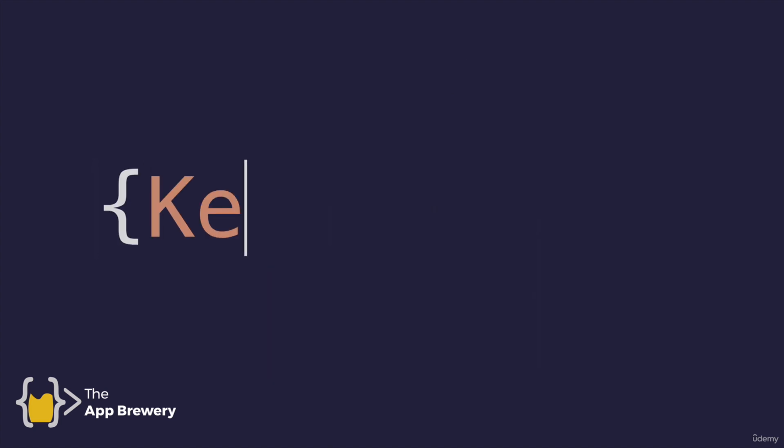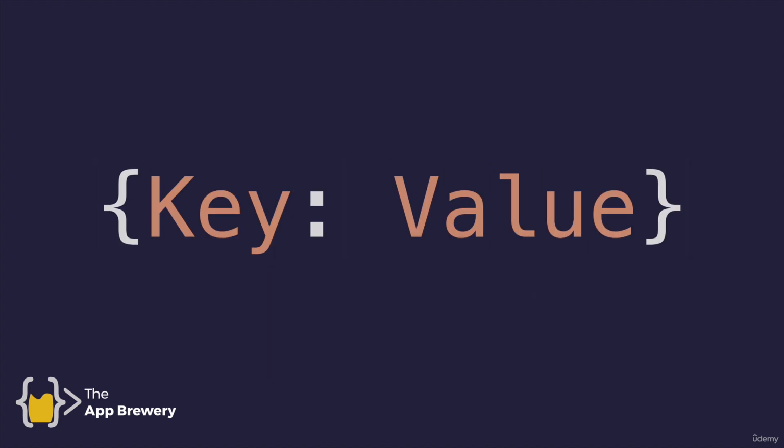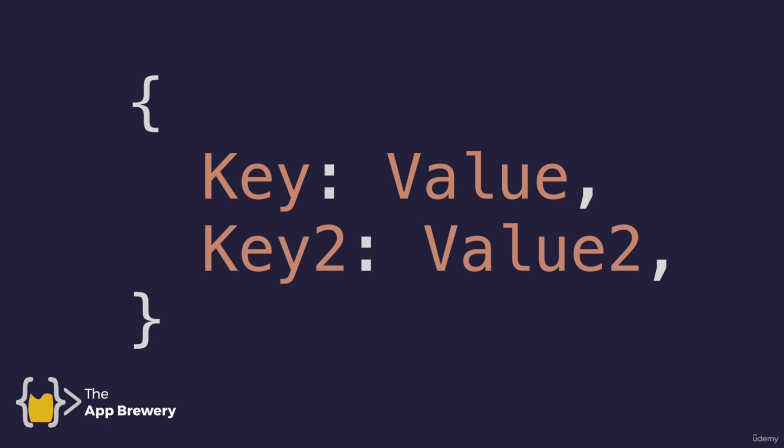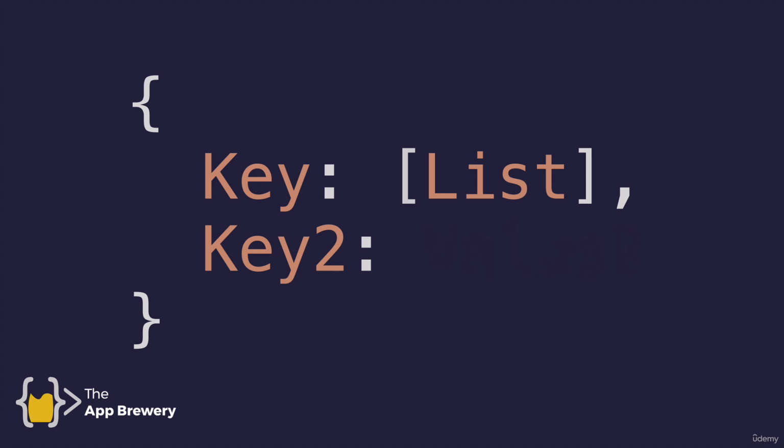For example, here's a dictionary that is very simple. It's only got one key value pair. Now, we know that we can add multiple key value pairs into the same dictionary by just adding a bunch of commas to separate them. Now, what if instead of having a simple value like a string or a number, I could also put a list as a value as well? Similarly, I could also use a dictionary as a value.